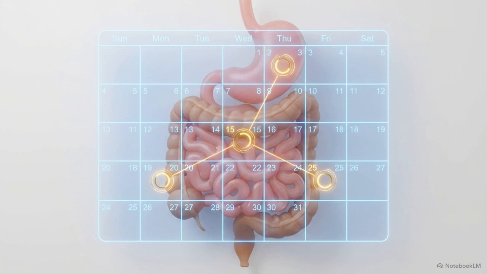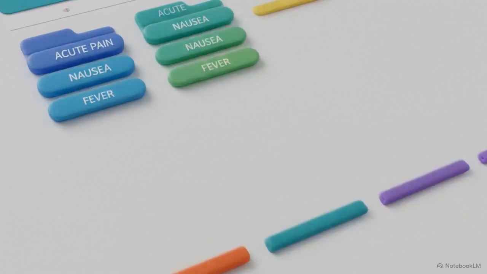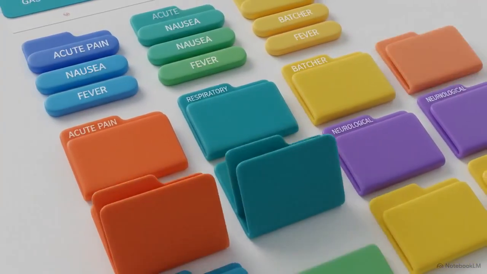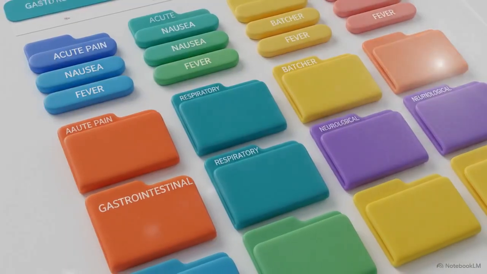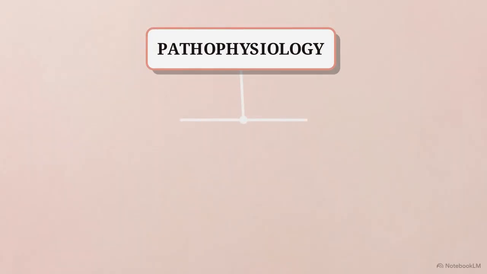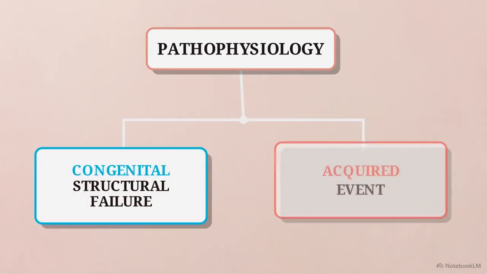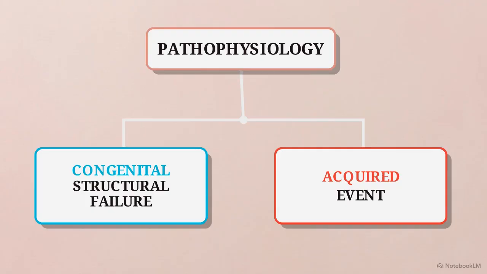Pediatric GI questions on Step 2 CK are built on a highly predictable matrix of strict chronological windows and pathognomonic symptoms. Identifying these specific patterns allows you to quickly sort all the varied clinical data points into specific diagnostic categories. The underlying pathophysiology follows a binary logic. It is either a congenital structural failure or an acquired vascular or inflammatory event.